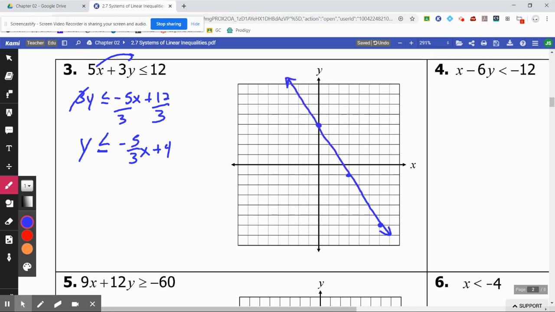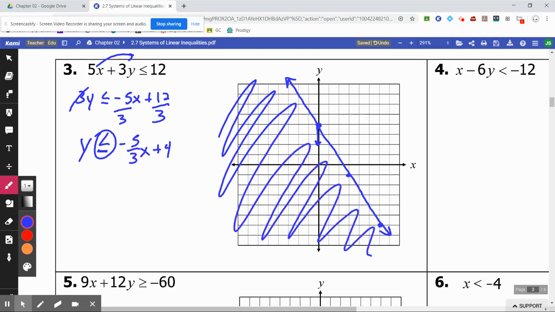And we're going to shade below. So go to any point on your line and go below it. So that's the side we're going to shade on. So shade any point on this side. So any point on this side is going to be a solution. You could take the same way on those first problems.